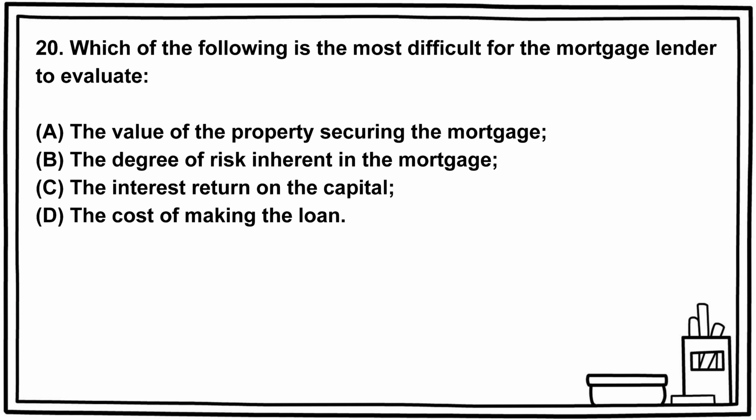20. Which of the following is the most difficult for the mortgage lender to evaluate? A. The value of the property securing the mortgage. B. The degree of risk inherent in the mortgage. C. The interest return on the capital. D. The cost of making the loan.